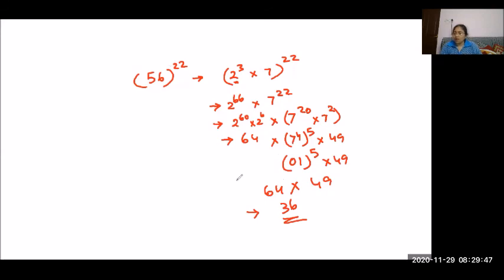I've taken a complicated example. In CAT and all these exams, it is way below this level. Since you now know how to get the last two digits if the last digit is odd and if it is even, apply all these techniques to find the last two digits.